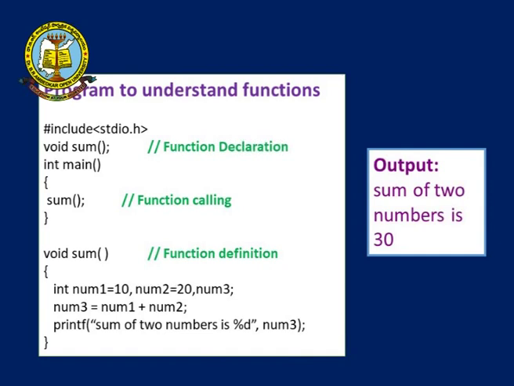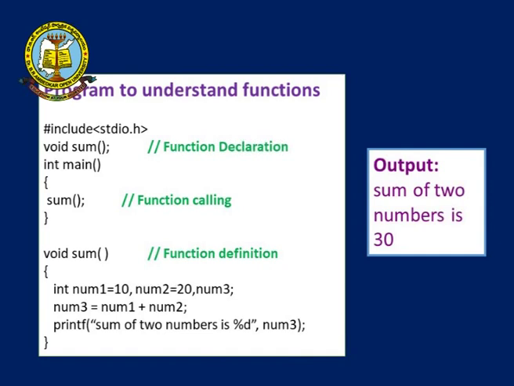One more important point: in the function declaration statement, I am writing void, which means the function does not return any value. When the function does not return any value, you must represent the return type as void. So, this statement is the function declaration statement. The return type is void, the function name is sum, and it does not have any parameters or arguments. Then start the main function as usual.